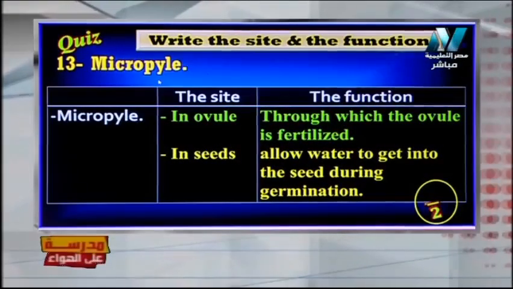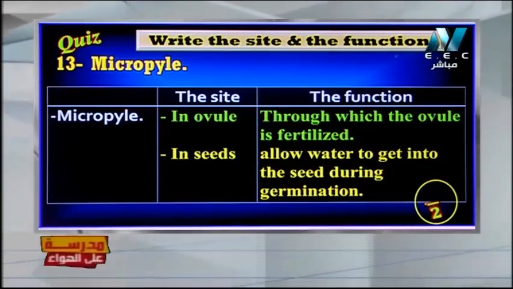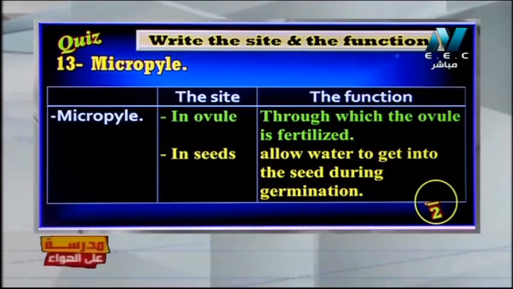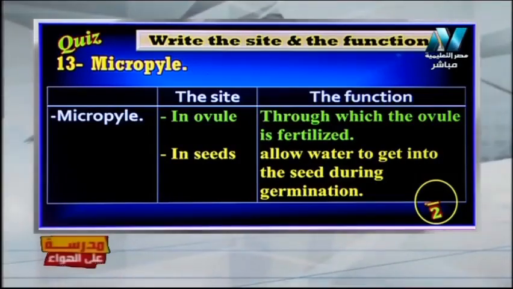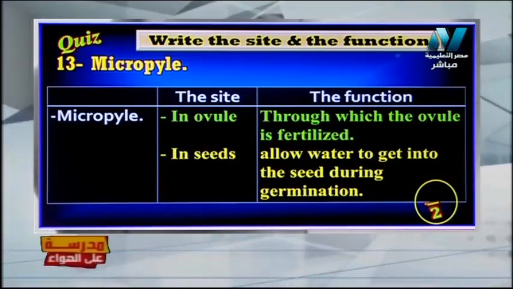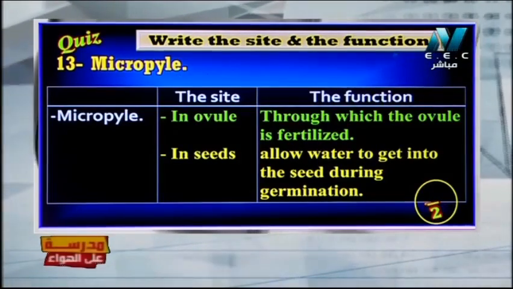السؤال اللي بعده مايكروبايل. مايكروبايل برضو السايت هنا بنتكلم في مكانين طبعا. the ovule through which the ovule is fertilized وبعدين it allows the water to get into the seed during the germination. الحقيقه دي ميستيك، اديتك درجتين بس خلاص بقى خلص الوقت بتاعهم. طيب نيجي للسؤال نمبر 14 بقى، ده خلاص بقى نركز فيه.